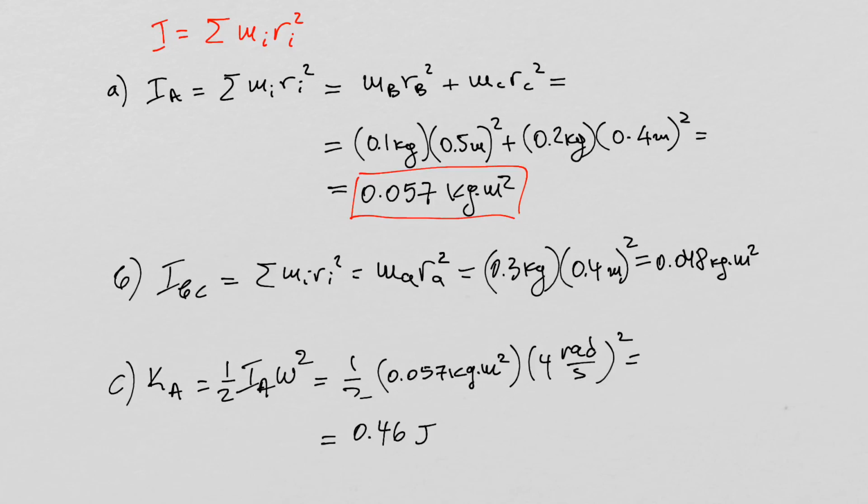So 1/2 times 0.057 kilograms meters squared times 4 radians per second to the second power gives me 0.46 joules as the rotational kinetic energy of this machine part when it spins about the axis that passes through disk A.